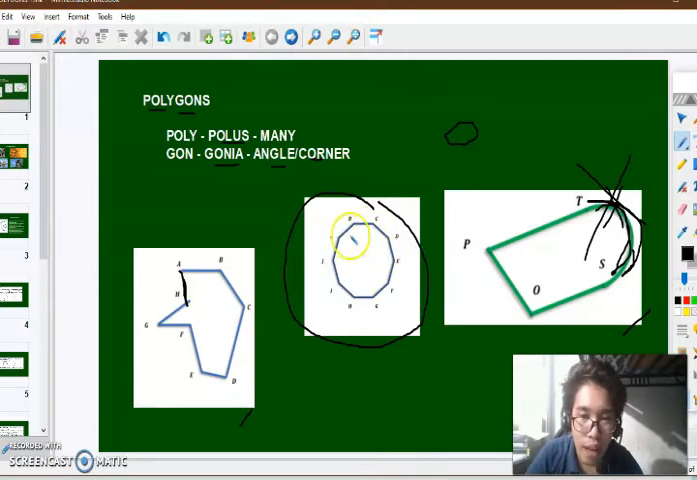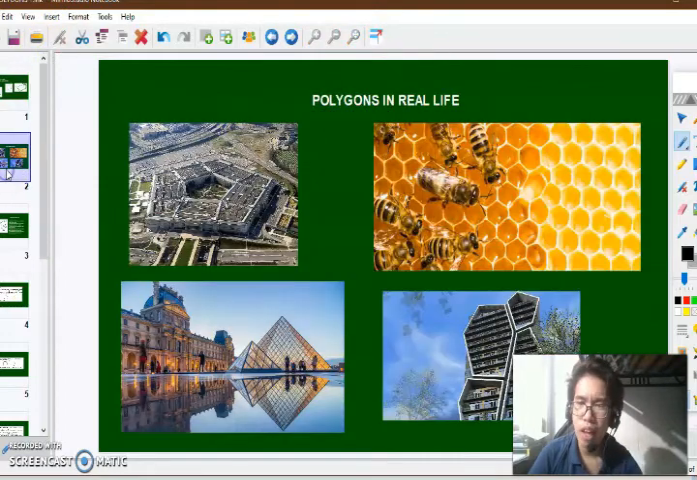What we have here is a polygon. It has 10 sides, and that is a decagon. This figure right here is a polygon, and polygons can be seen everywhere. You can see polygons in different places.